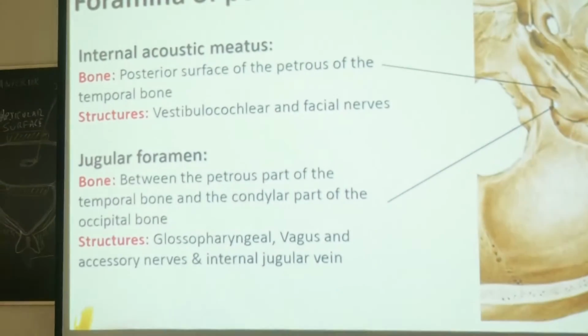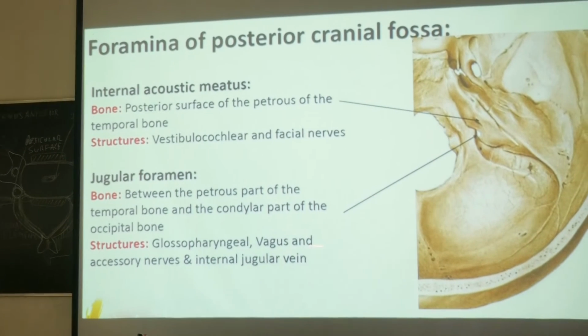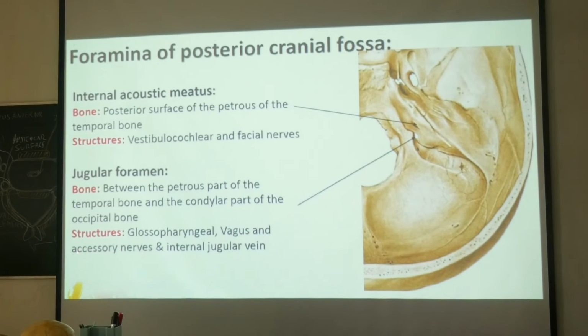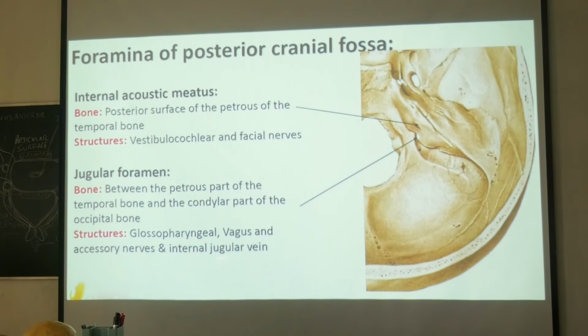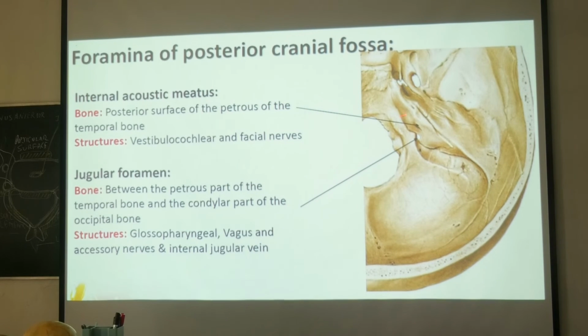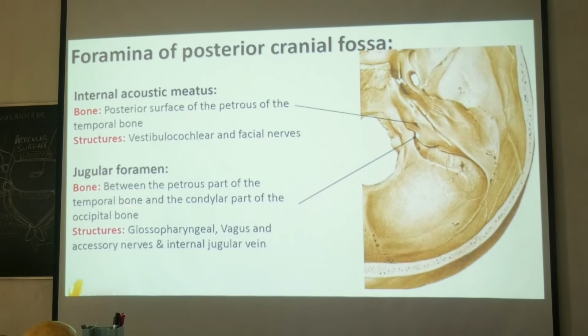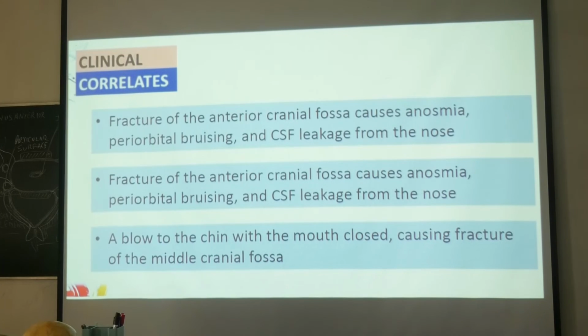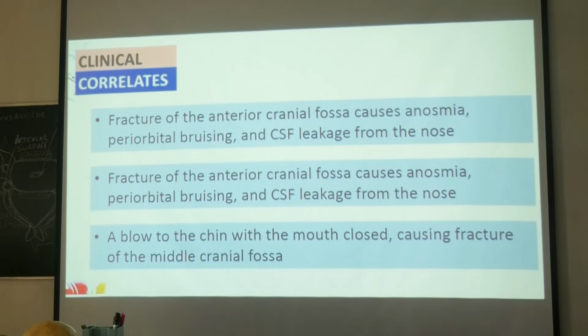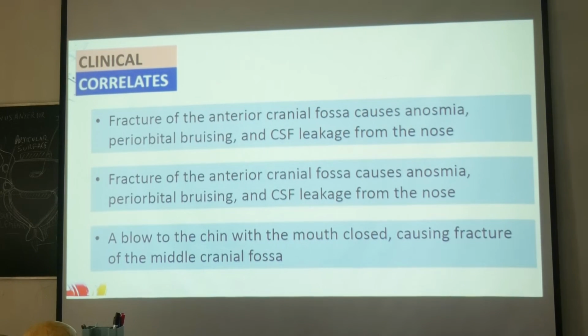Next is jugular foramen. Here is the jugular foramen between the petrous part of the temporal bone and the condylar part of the occipital bone. Structures passing through this foramen are the glossopharyngeal nerve, vagus and spinal accessory nerves, and the internal jugular vein. Sigmoid sinus is continuing as the internal jugular vein. So these three nerves, 9th, 10th and 11th, glossopharyngeal, vagus, spinal accessory, come out through this jugular foramen. So these are the structures passing through different foramina of the posterior cranial fossa.